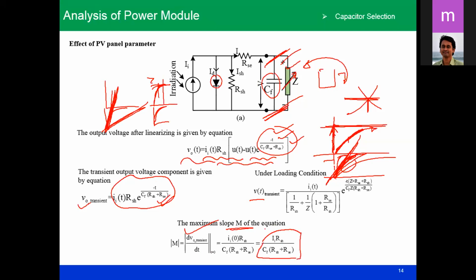I got this equation: I_L times R_SH, times C_F, by R_SH times R_SE, times R_SH. R_SH is the shunt resistance of the PV panel, and R_SE is the series resistance of the PV panel. So they are actually dependent on the PV panel. So this is not an external model. This is an internal model.